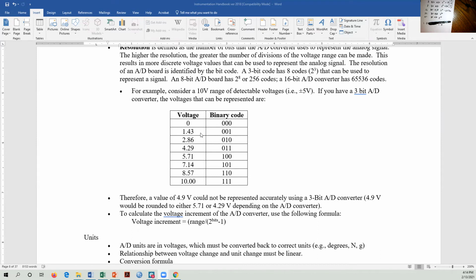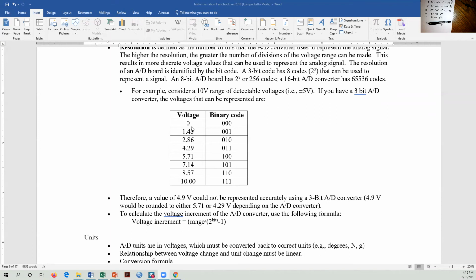But instead of putting 0 through 7 here, I put in the range of voltage for the A to D board. And I set it in this example as a 10-volt range. So a plus or minus 5 volts. Okay, that's a 10-volt range. Plus or minus 10 volts would be a 20-volt range. So -5 to +5 would be 10 volts.